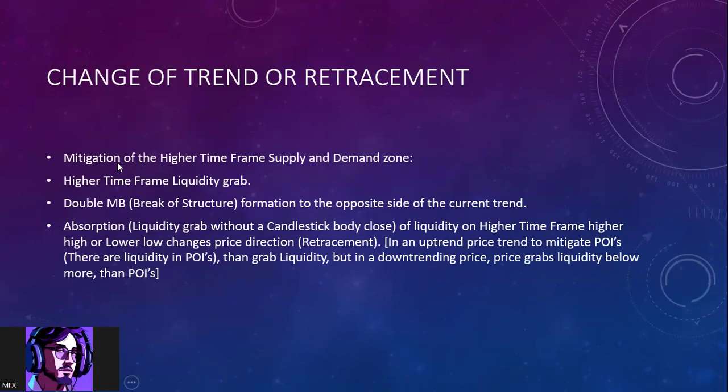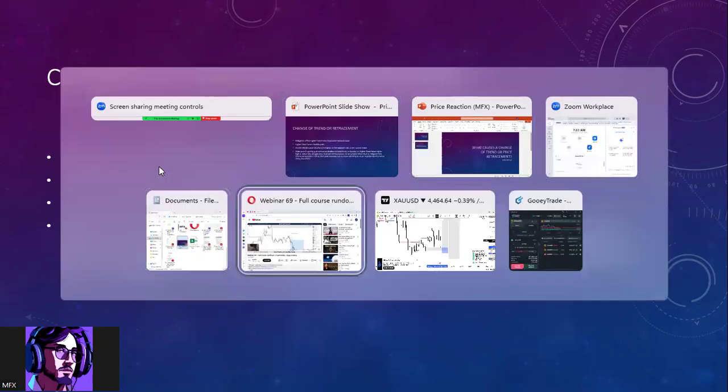So, change of trend or retracement. Remember, it's what causes change of trend or retracement. The first thing I have here is mitigation of higher time frame supply and demand zone.